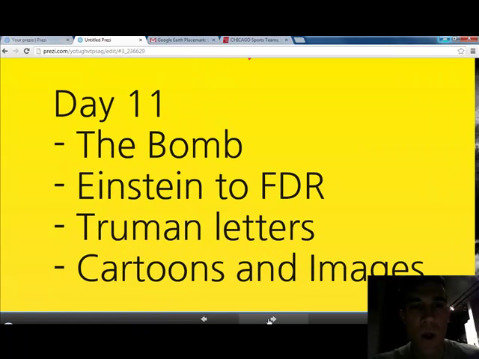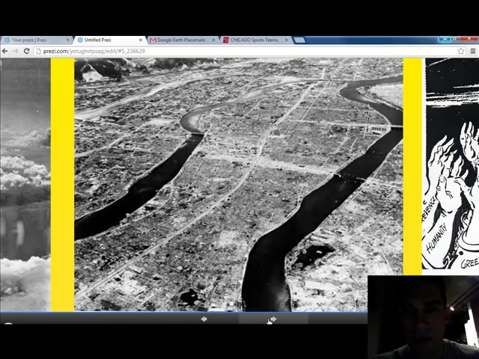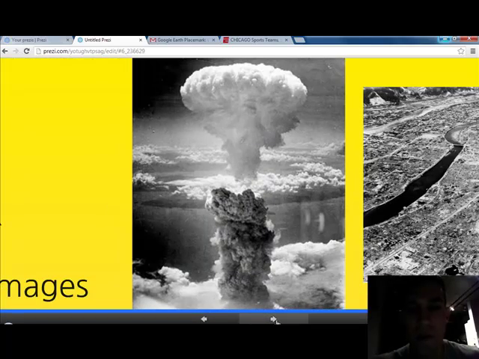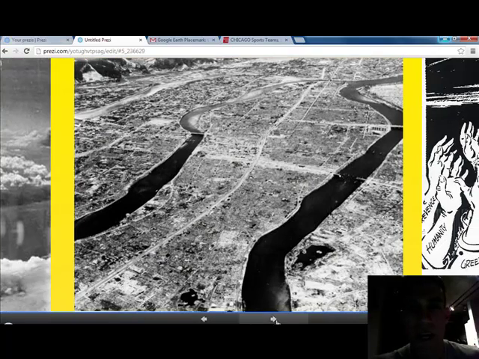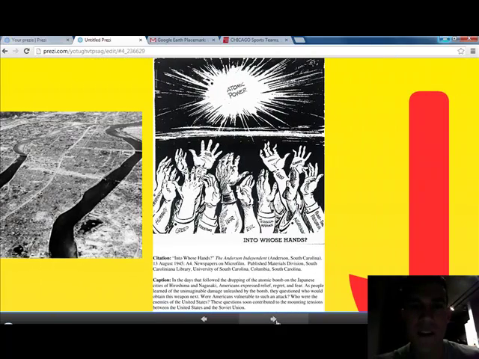Day 11 will be more primary sources as we talk about the atomic bomb. There's a letter from Einstein to FDR that we'll read talking about the importance of keeping that technology in American hands. And then we'll look at what the bomb really was and what it really did. Here you can see the devastation of Nagasaki, and we'll really break down this political cartoon here. And we'll talk about the responsibility that comes with obtaining and having atomic power.